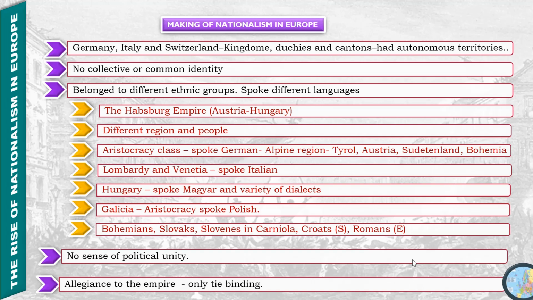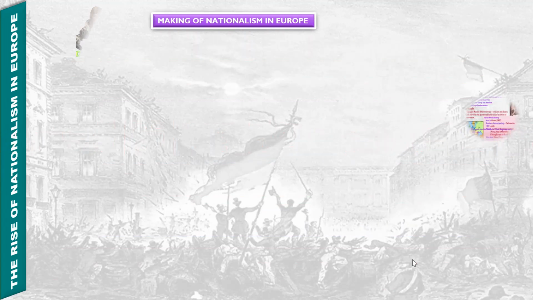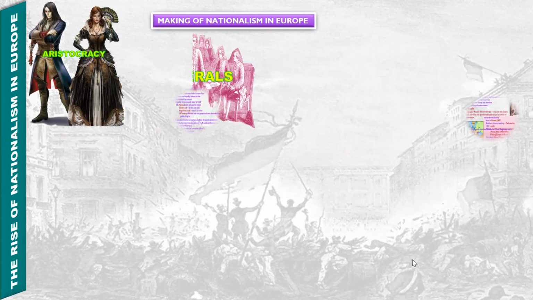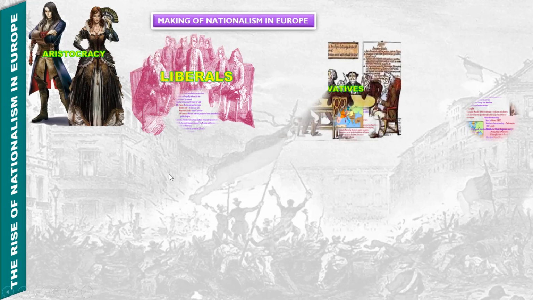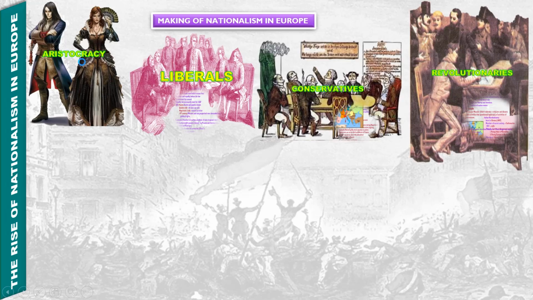How did nationalism and the idea of the nation state emerge? Socially and politically, landed aristocracy was the dominant class. Let's have a look at the different classes and the ideologies that emerged, which will contribute to the making of nationalism in Europe: the aristocracy and the middle class.